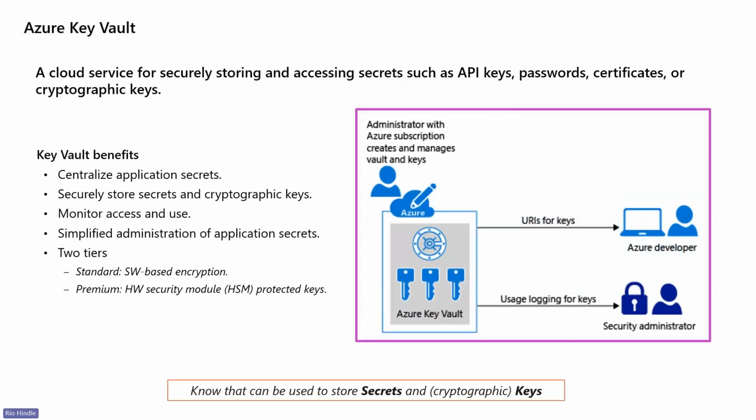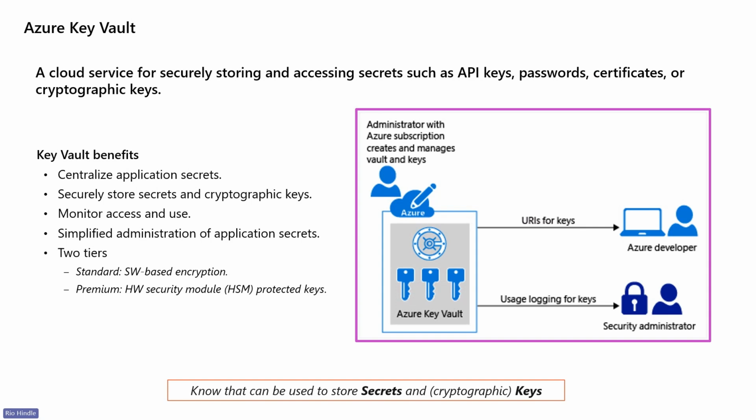Next, Key Vault. This is a cloud service for securely storing and accessing secrets. A secret is anything that you want to control access to. A secret is typically a password, but it could be an API key. We can also store certificates, and the cryptographic keys we talked about as well. So we can store our keys in there.